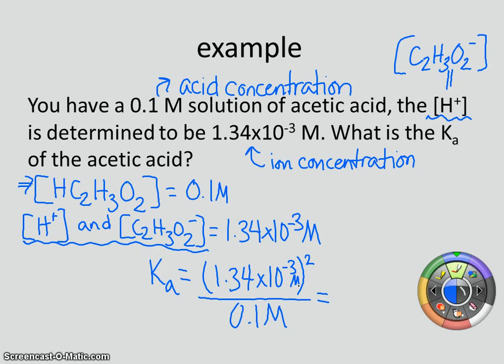So your Ka is going to be 1.34. Make sure you're using your EXP key here. To the negative third. That is raised to the second power, squared, divided by 0.1. And our answer should have 1 sig fig. Put the 1 up here. And we get 2 times 10 to the negative fifth for a Ka.